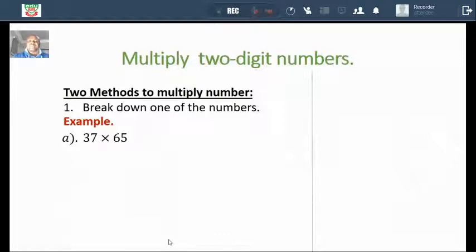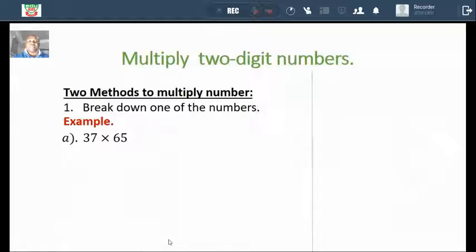Now, when you look at this, 65 is quite a bigger number, and multiplying by 37 might be quite a difficult problem to solve. Now, let's chop this 65 and work on it. We can chop 65 and make it 60 plus 5, which means we're going to get 37 multiplied by 60 plus 5.